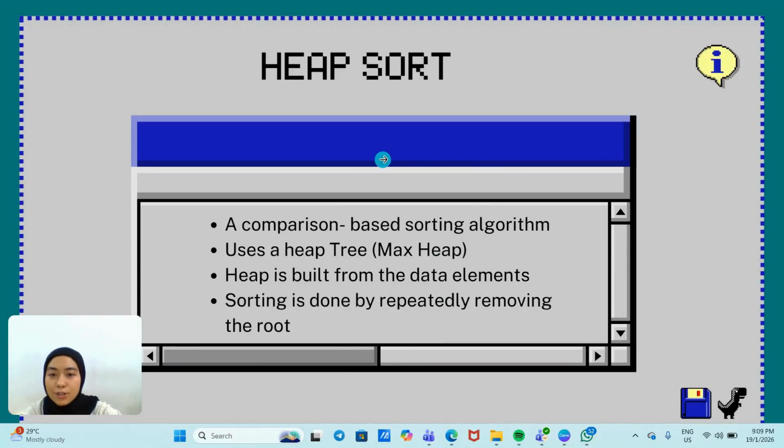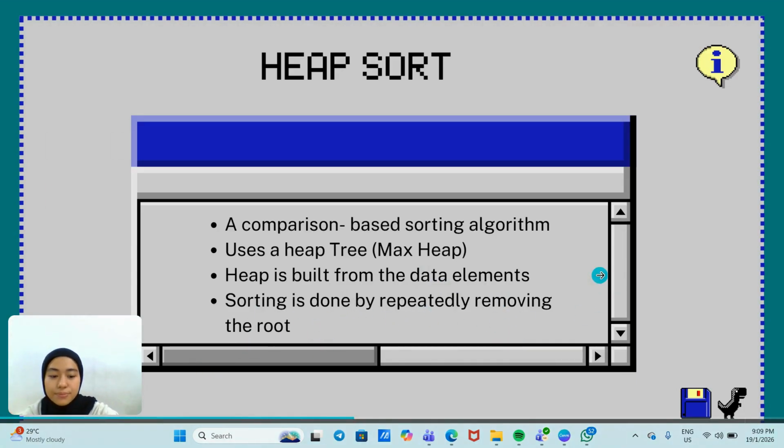The second sorting algorithm is heap sort. Heap sort is a comparison-based sorting algorithm. It uses a heap tree, which is a max heap. The heap is built from the data elements, and sorting is done by repeatedly removing the root.